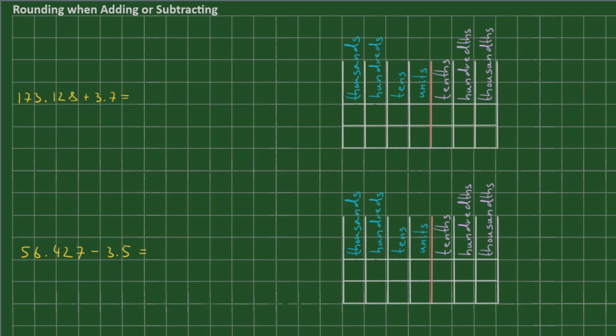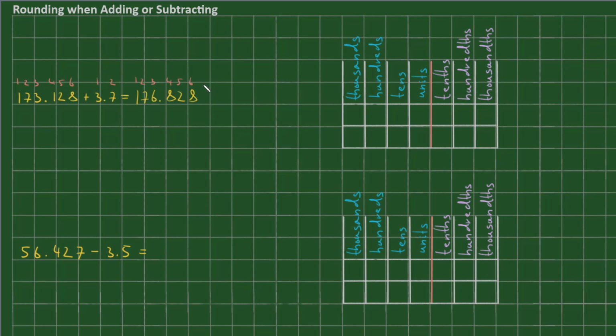So the first problem is 173.128 plus 3.7. That will give me 176.828. Once again, I'm going to analyze the problem for significant figures. The first value has 6 significant figures. The second one has 2. And my result has 6 significant figures again. So how should I round this?